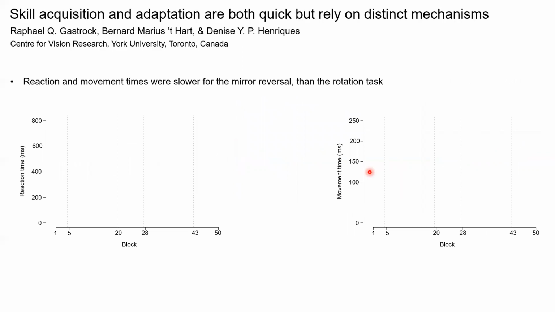Finally, we looked into reaction and movement times. We divided the total movement time into reaction and movement times respectively. And we compared both perturbations and their corresponding washout trials with the aligned baseline session, which I show here in black. Reaction times were slower for the rotation, but eventually go back to baseline levels, and their washout trials are not different from the aligned trials. And their movement times seem to be even faster than the aligned session.